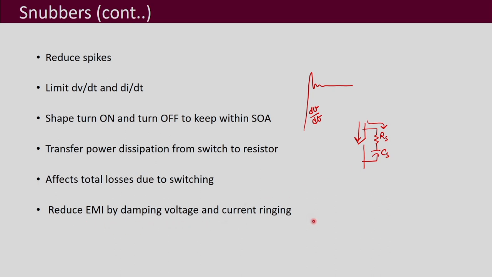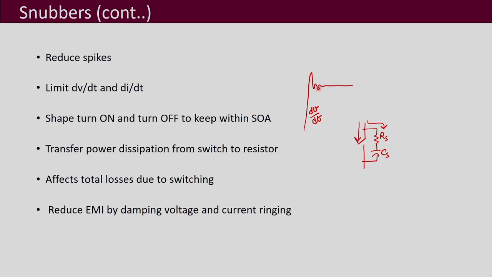Then another is to reduce EMI by damping voltage and current ringing. You might have heard this term, electromagnetic interference. We will be discussing more about it later on in the course. But the major source of electromagnetic interference is these spikes, and this turn on and turn off process, when the voltage builds up or the current builds up, or the current falls and the voltage falls. At that time it is changing very fast, and the frequencies associated with them can be very high and may fall in the range where electromagnetic interference can happen with other electronic devices in the vicinity. So as we reduce this dV/dt and spikes with the help of snubbers, to some extent we can reduce the EMI with the help of snubbers.